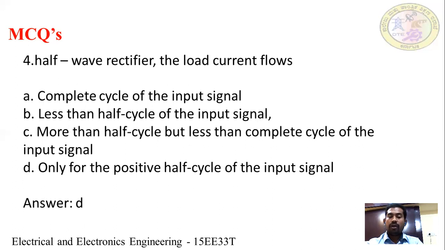We know that only for the positive half cycle of the input signal, the diode will conduct. For the negative half cycle, it won't conduct, because in the positive half cycle the diode is under forward bias condition and it conducts. In the negative half cycle, the diode is in reverse bias condition and no conduction takes place. Hence, here we are getting the answer as option D, that is only for positive half cycle of input signal.